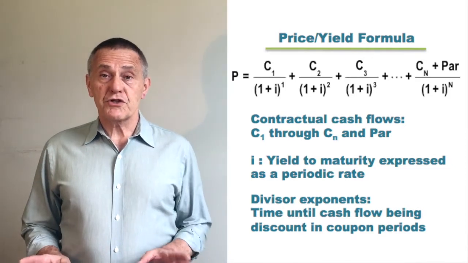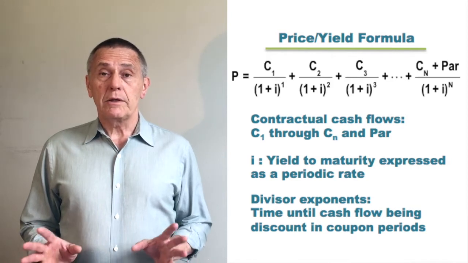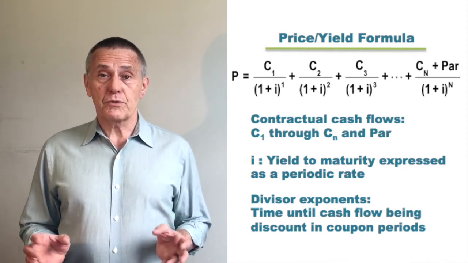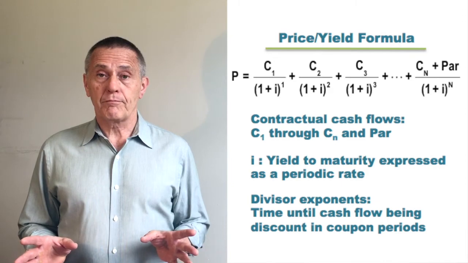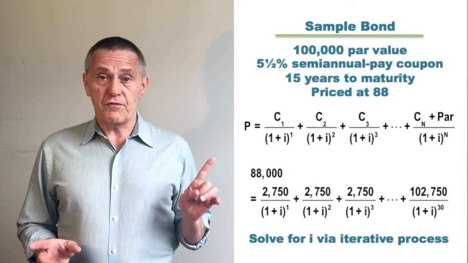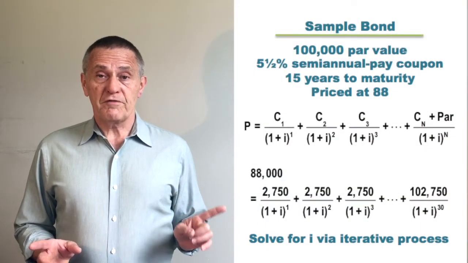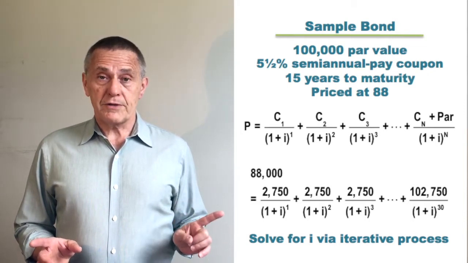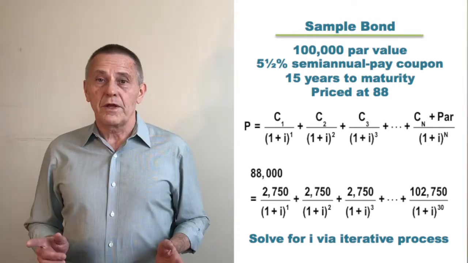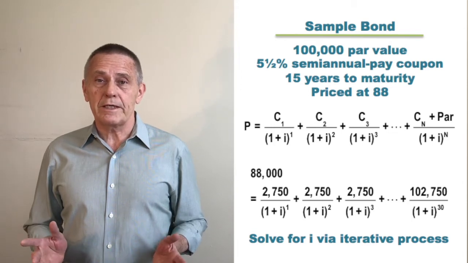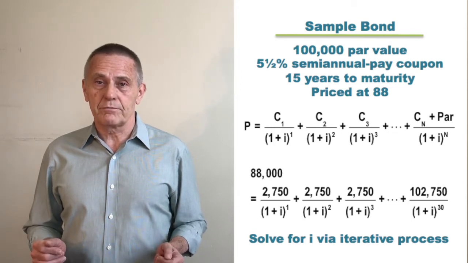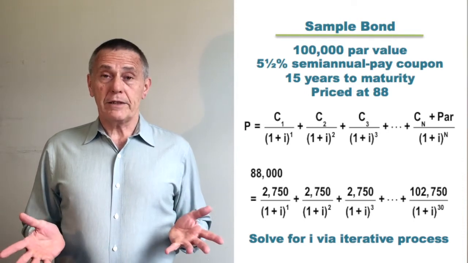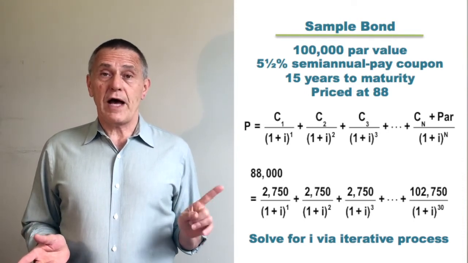To make the discussion as concrete as possible, let's look at the computation of yield to maturity for an actual bond. Below the generic version of the formula, you now see the formula fleshed out with the price and cash flows for a $100,000 par value, 5.5% coupon bond that matures in exactly 15 years and is currently trading at 88% of its par value. The yield to maturity would be calculated by solving for the value of I.